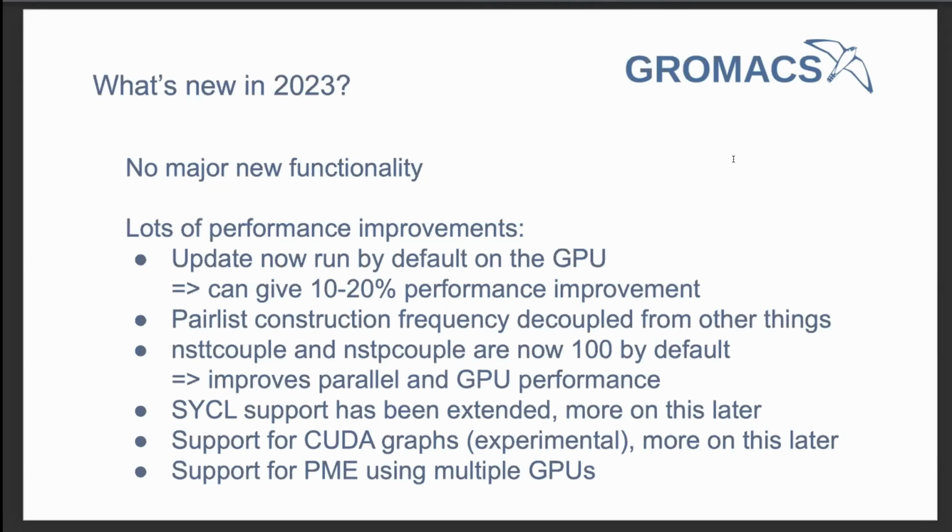So that can give quite a nice performance improvement in many cases. Then a technical thing is that we decouple the pair list construction frequency from other things. So now the NSTLIST parameter is completely independent from everything else. That makes life a bit easier, especially for us developers, but also for users. Then, what I'll go into on the next slide is our coupling frequencies for the thermostat and the barostat, which are now by default set to 100. That also gives a performance improvement.